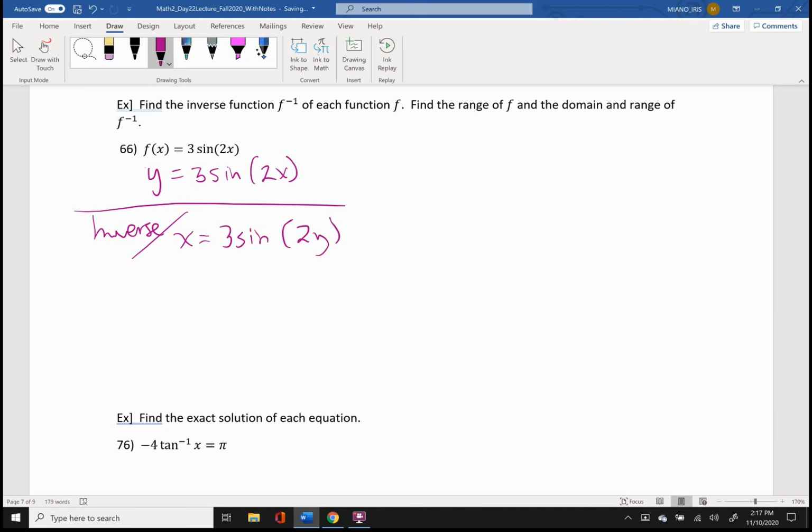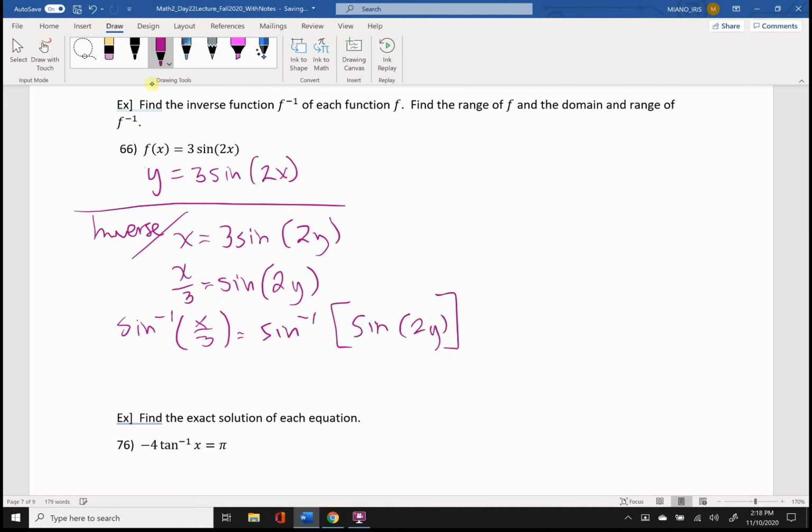Okay? So first thing we'll want to do is divide both sides by 3. So that'll give us x over 3 equals sine of 2y. Now why do we want to do that? Because then we want to take the inverse sine of both sides so that we can cancel out the sine on this side. Okay? So that'll be sine inverse of x over 3 is equal to the sine inverse of the sine of 2y. So we just have to assume that we're within the appropriate range here.